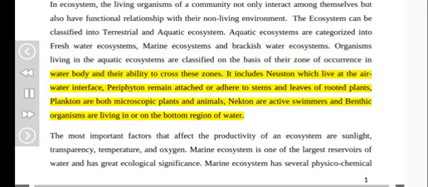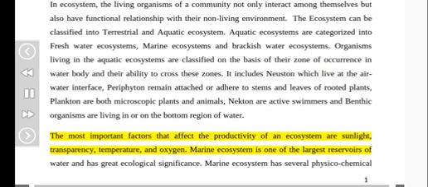It includes neuston, which live at the air-water interface, periphyton, which remain attached or adhere to stems and leaves of rooted plants, plankton, which are both microscopic plants and animals, nekton, which are active swimmers, and benthic organisms, which are living in or on the bottom region of water. The most important factors that affect the productivity of an ecosystem are sunlight, transparency, temperature, and oxygen.